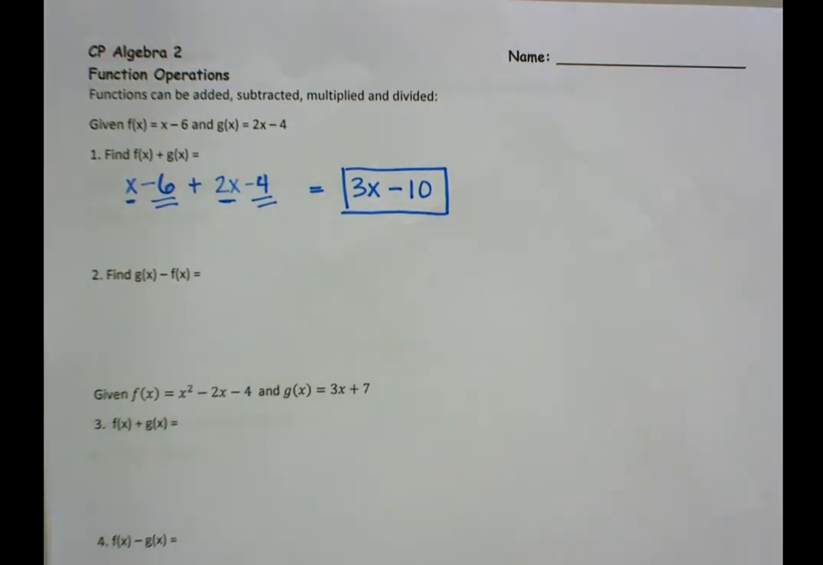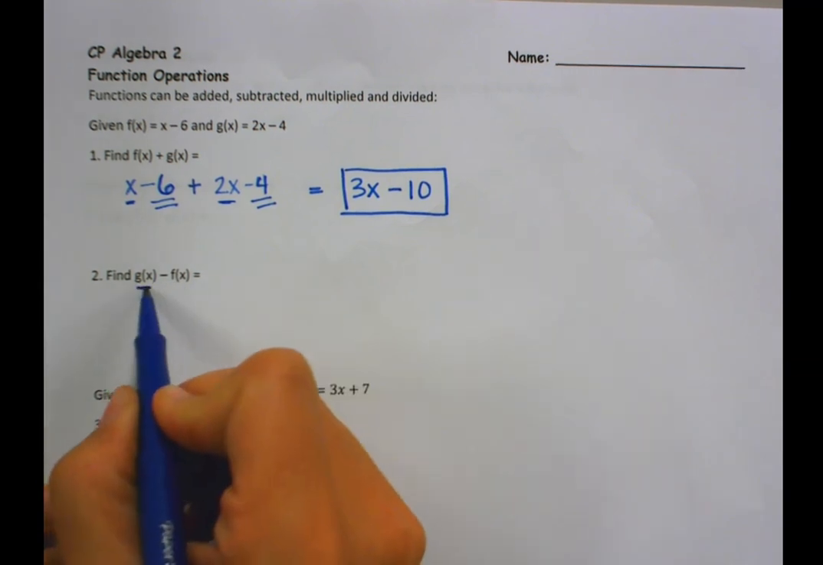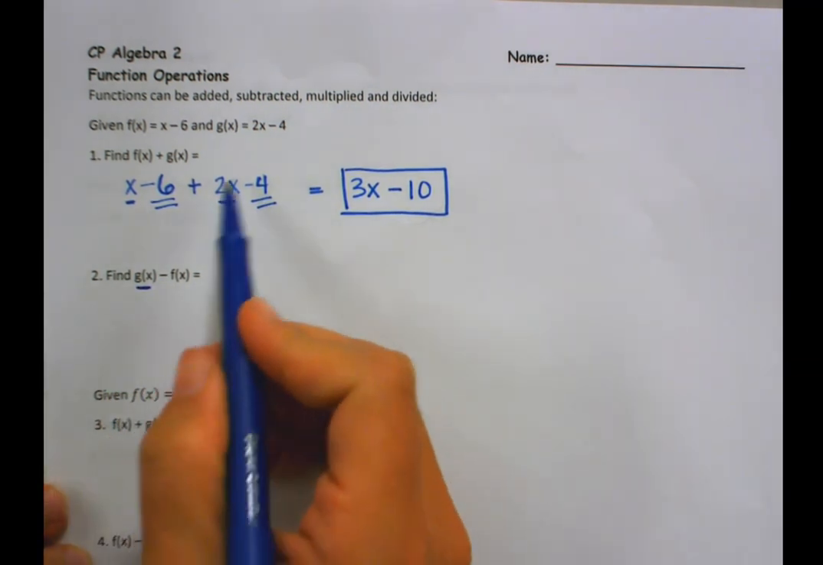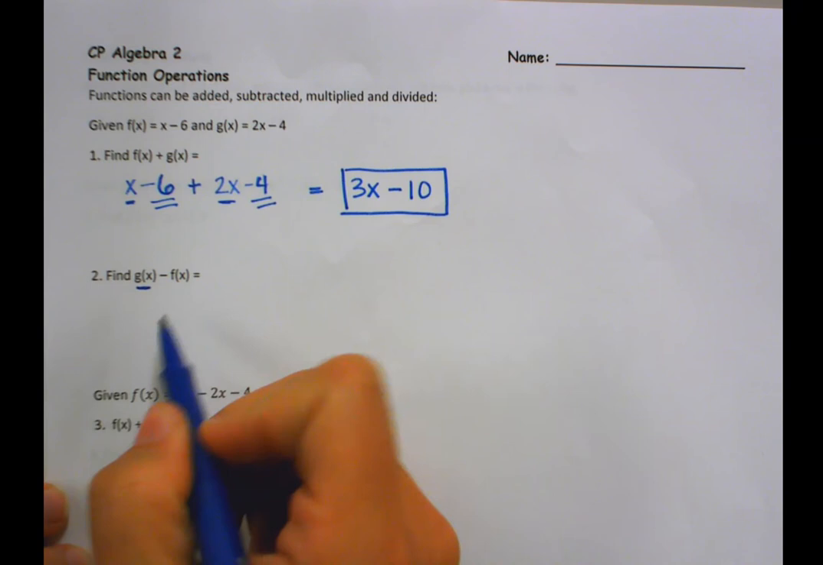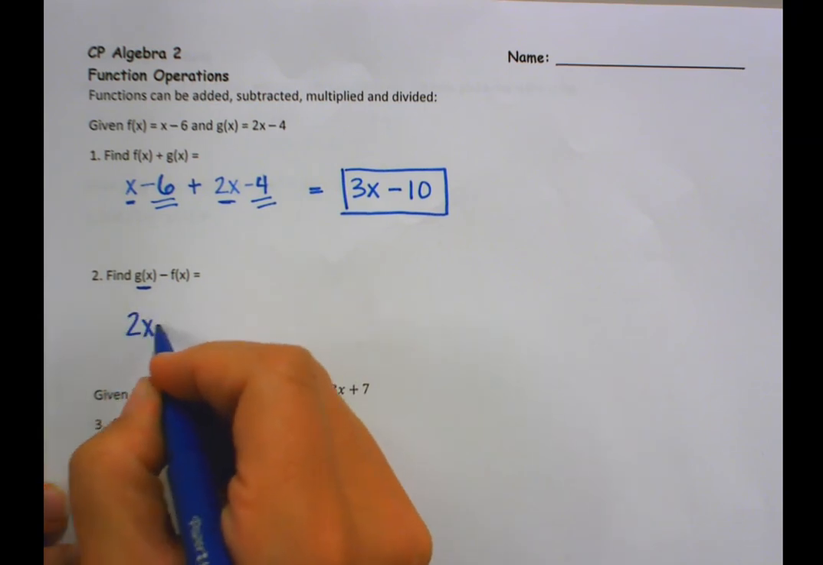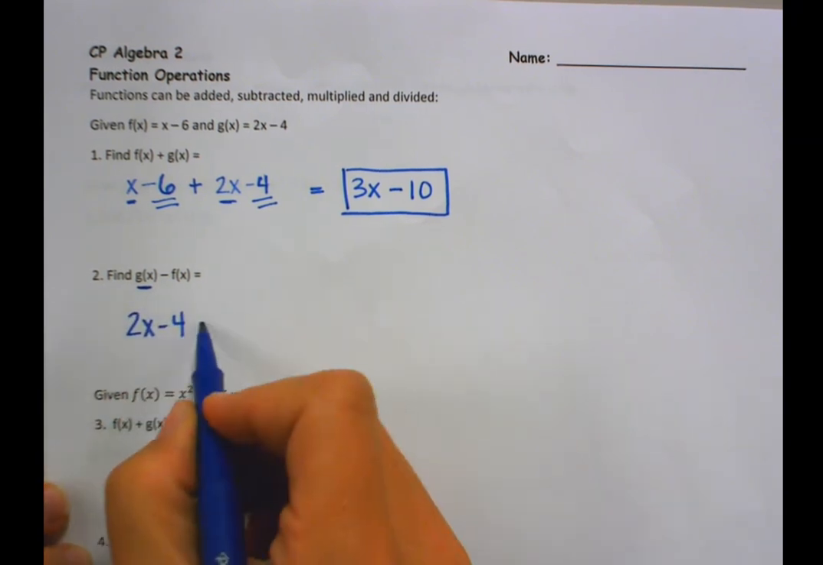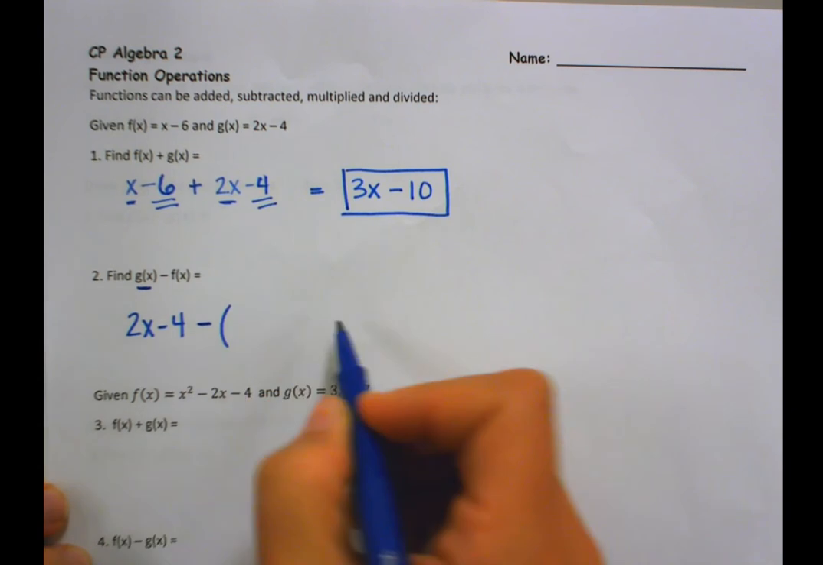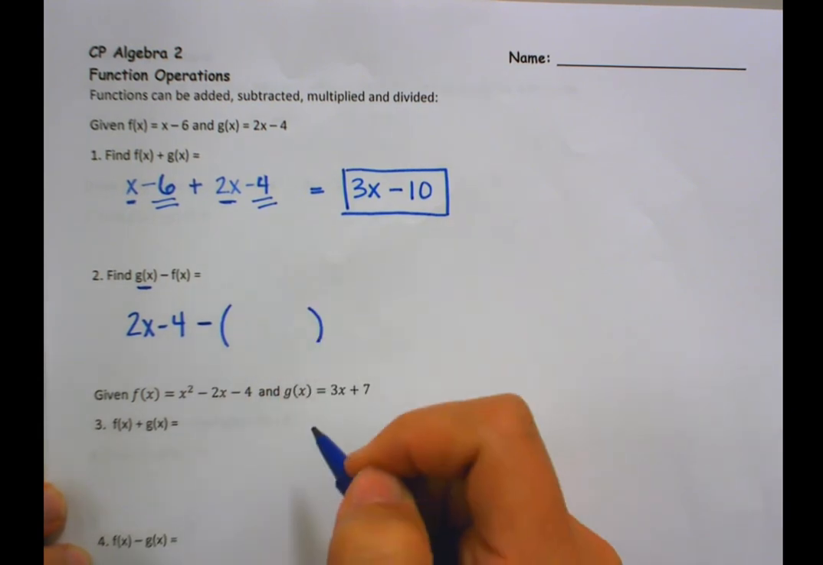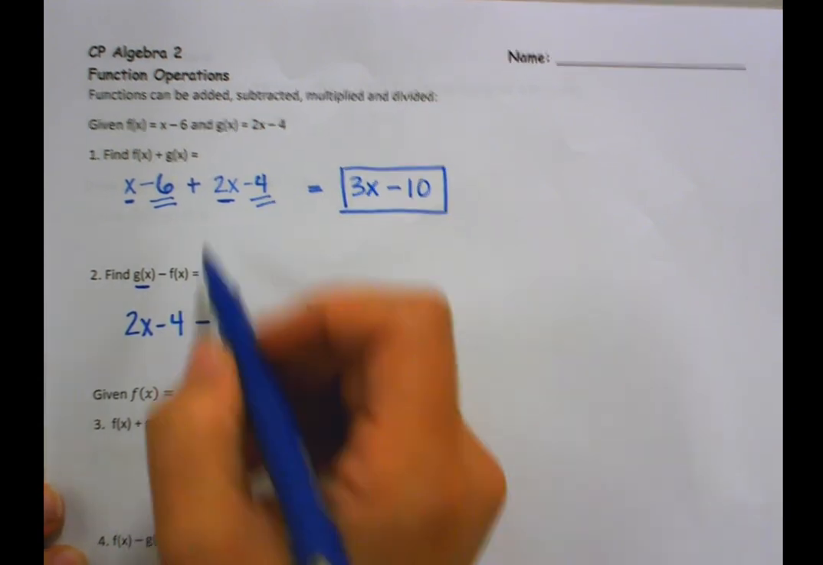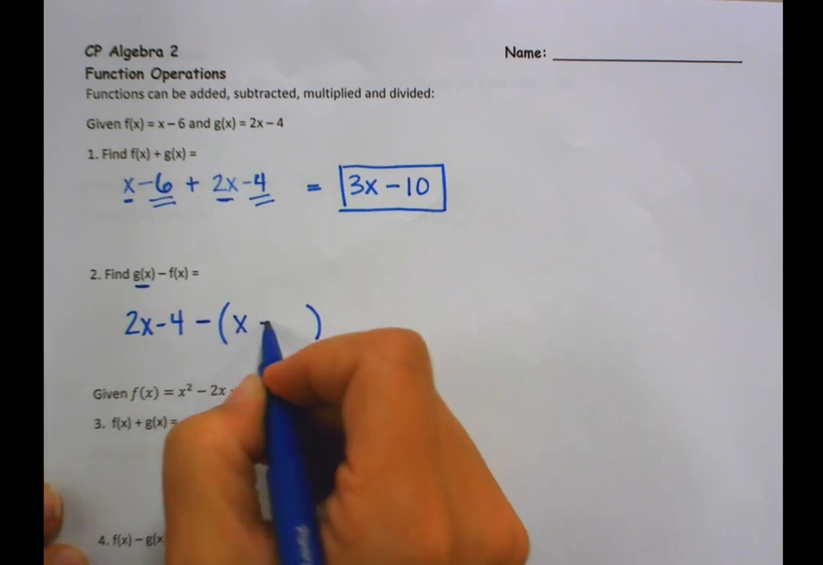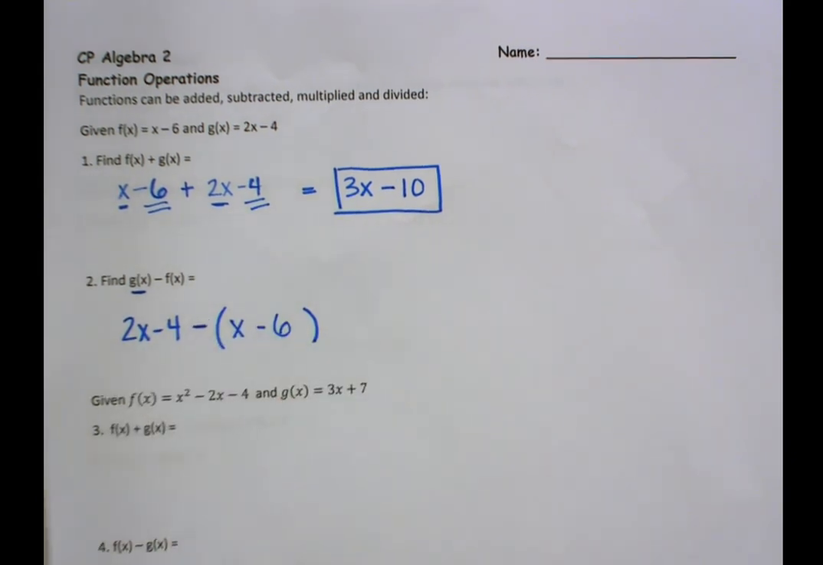For subtraction, it does matter, so you want to be very intentional. For example, this says write g of x first. So that means I have to write g of x as my first function. So I'll write my 2x minus 4. And then I'm going to subtract. And anytime I'm subtracting, I'm going to put it in parentheses, and I'll explain why in a second. But I'm going to subtract my f function, which is x minus 6.